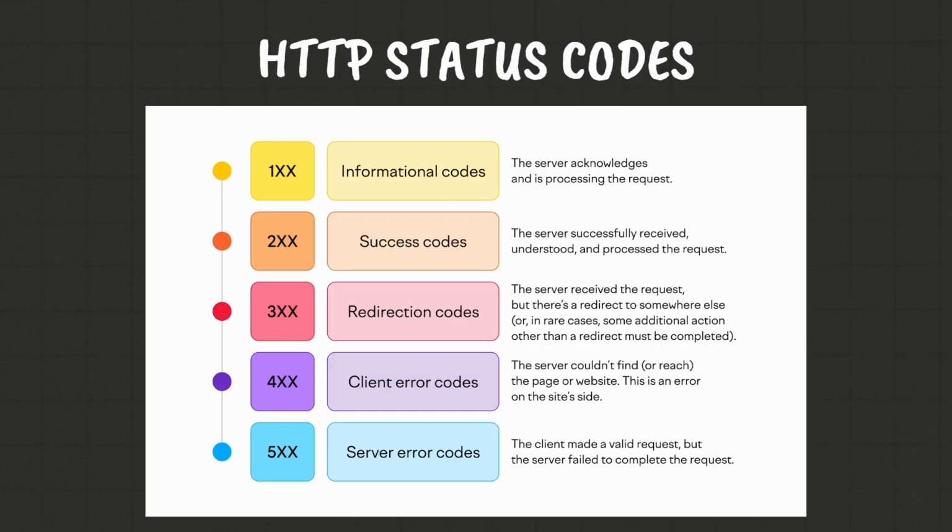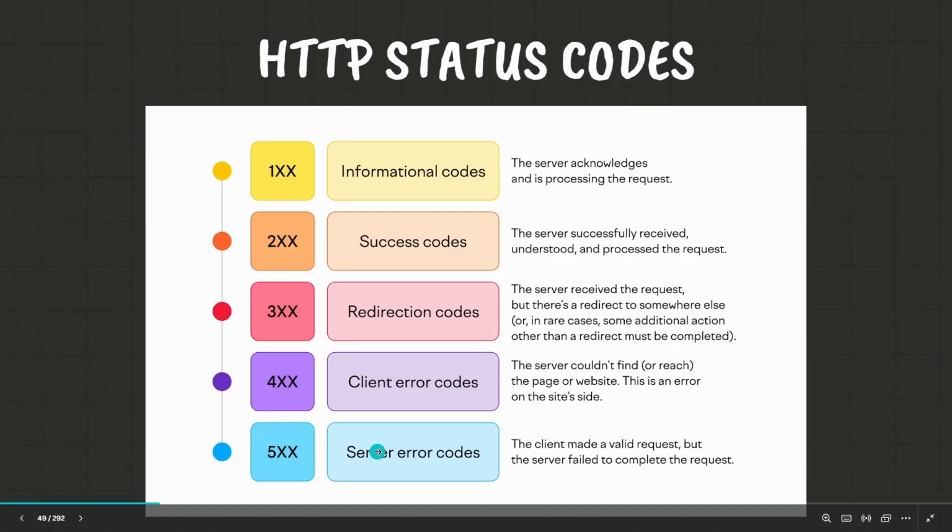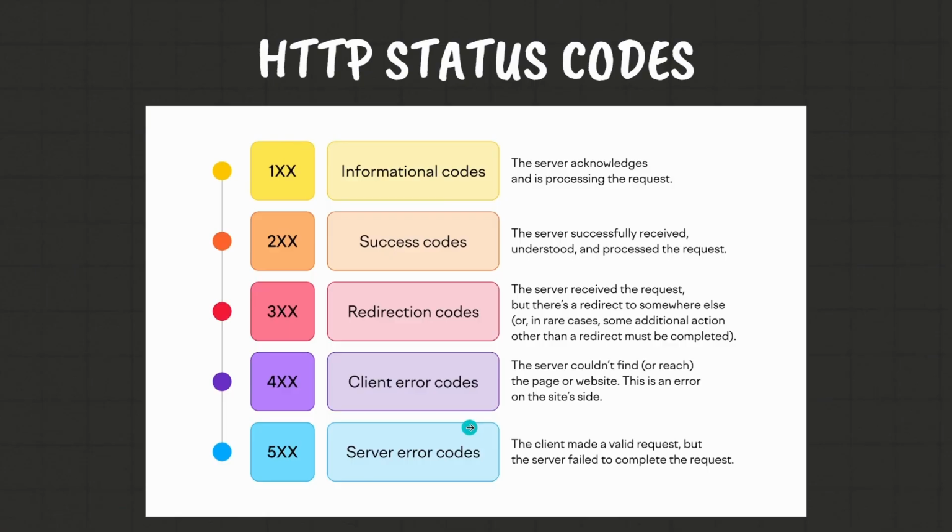Then we have 200 level codes. These are also called success codes. The server has successfully received our request and is sending us the information we have asked for. Number 3, we have 300 range codes, also called redirection codes. The server is sending us to a different website or page to get what we need. Number 4, we have 400 level codes or client error codes. The server can't understand our request or we don't have permission to access the page. And at last, we have 500 level codes or server error codes. This means that there's a problem on the server side that's preventing it from fulfilling a request.